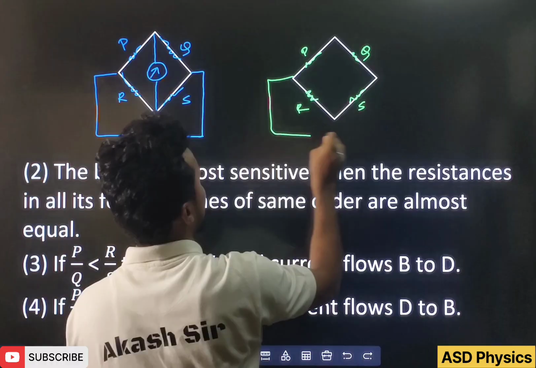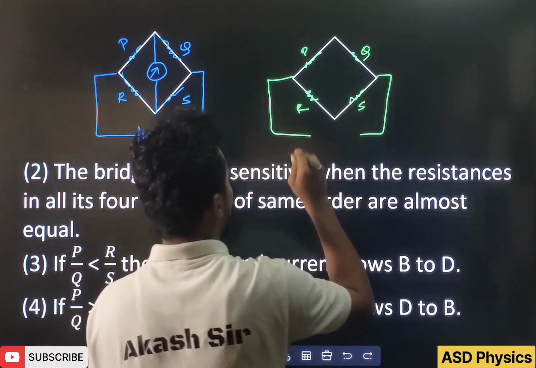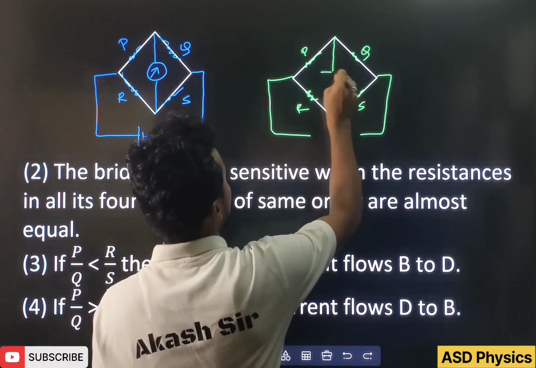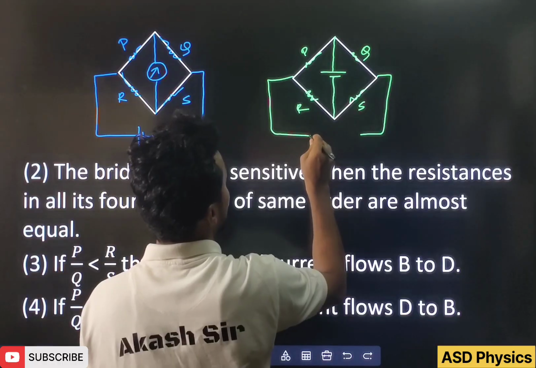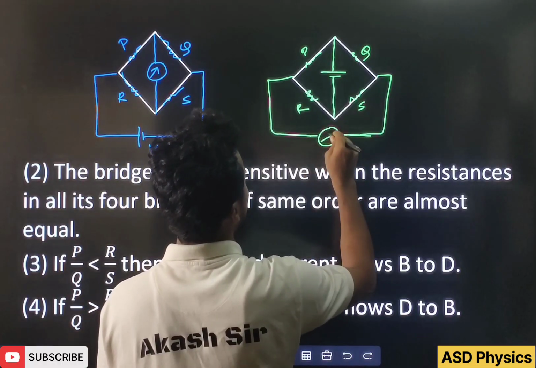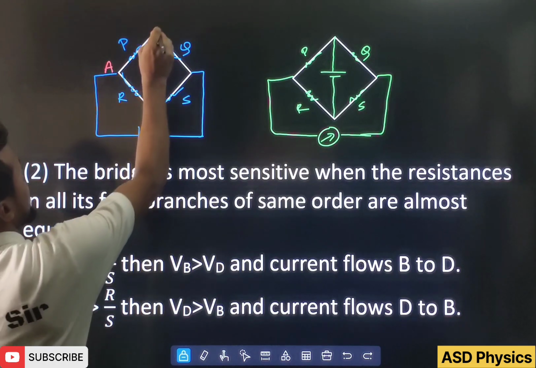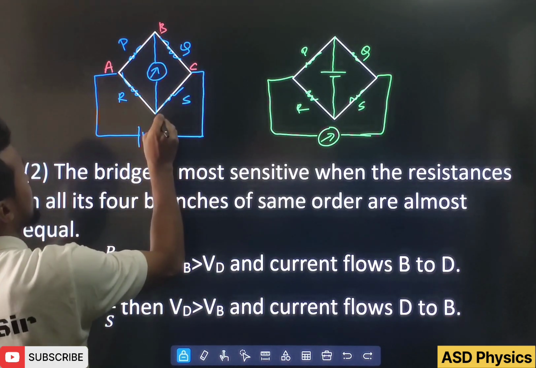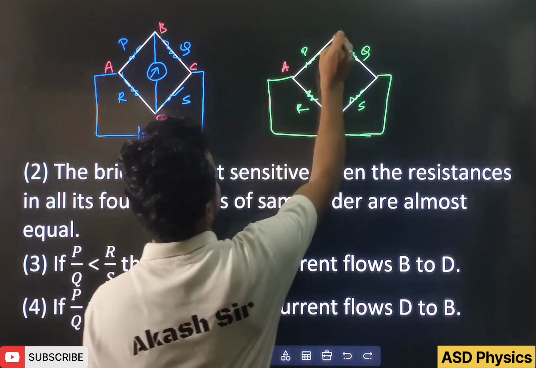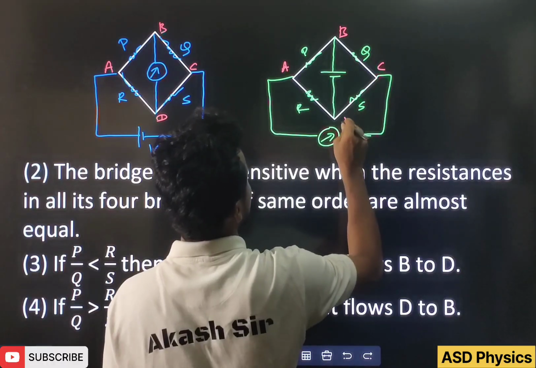Now what I am going to do here is connect the battery here. And now here I am going to connect the galvanometer. And I can write the names also, A, B, C, D. And here also A, B, C, D.